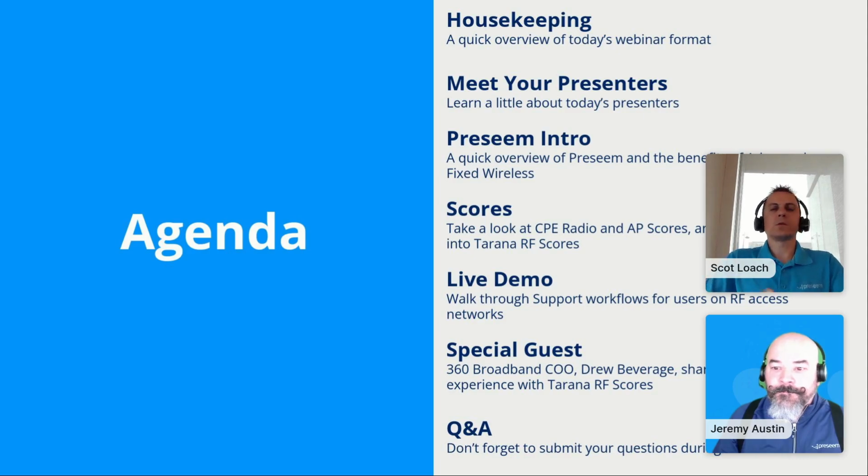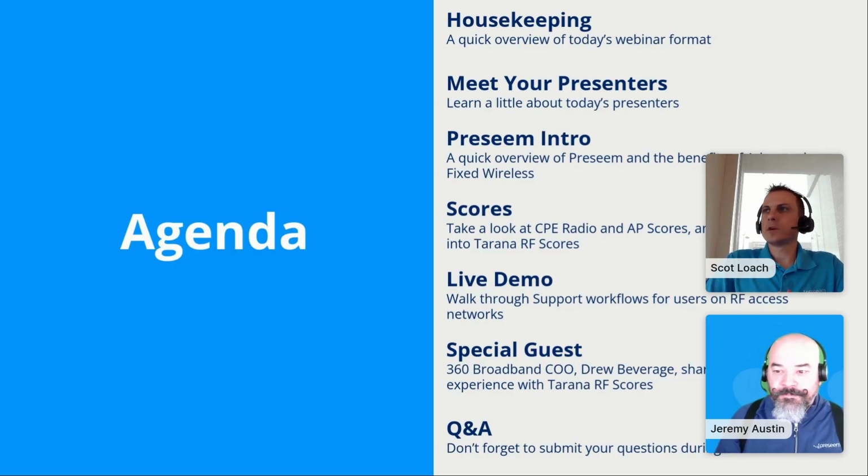All right, so let's take a quick look at what we're going to be covering today. We're going to start with a few quick housekeeping notes and introductions so you can get to know who's here with you today. After that, we'll dive into the main part of the session. So we're going to start with an intro to Preseem, take a look at the different scores available on the platform, and then we'll jump into a live demo where we'll walk through some examples of users on RF networks and some use cases around Tarana.